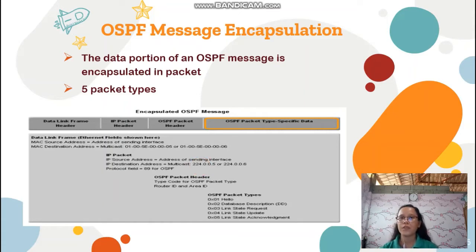If the OSPF packet is encapsulated in the Ethernet frame, the destination MAC address is also a multicast address: 01-00-5E-00-00-05 or 01-00-5E-00-00-06.